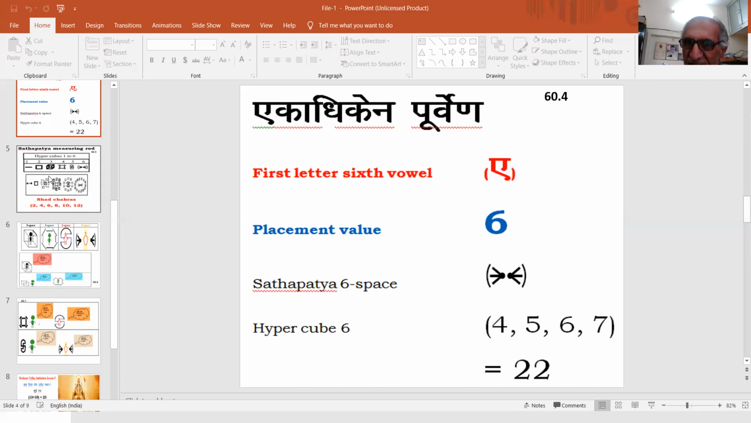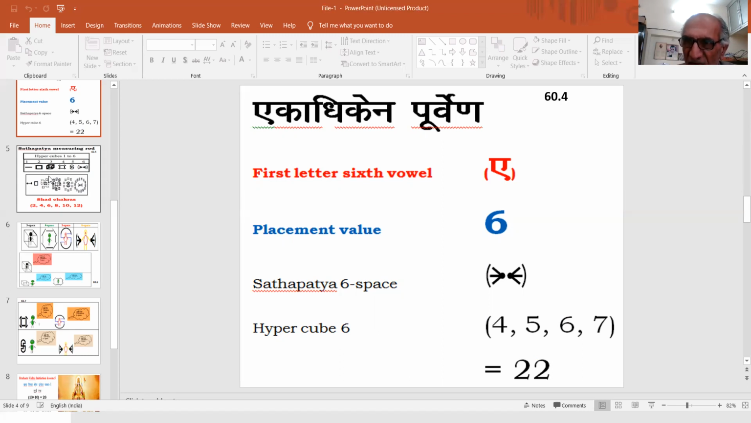Sathapatya of value 6 is 6 space, and representative regular body of 6 space is hypercube 6. The 4 folds of hypercube 6 are 4, 5, 6, and 7 of summation value 22. Let us make ourselves conscious that value 22 is the transcendental code value, the placement value of word Smriti, memory. Therefore, the flourishment of intelligence field is directly linked with the memory, Smriti.